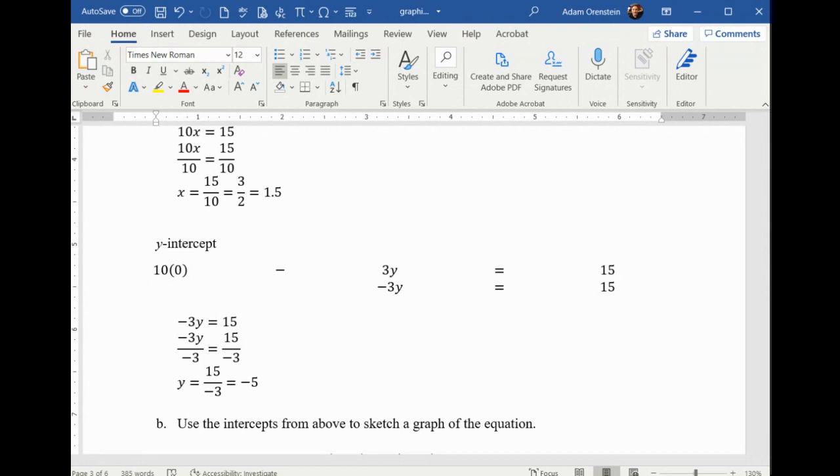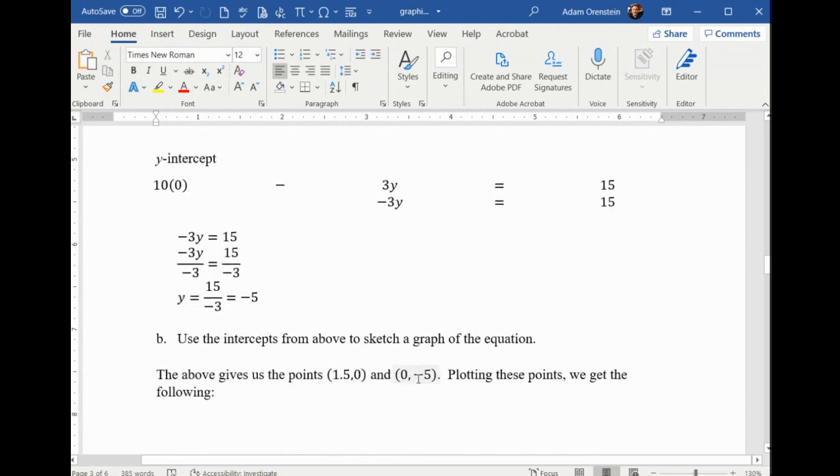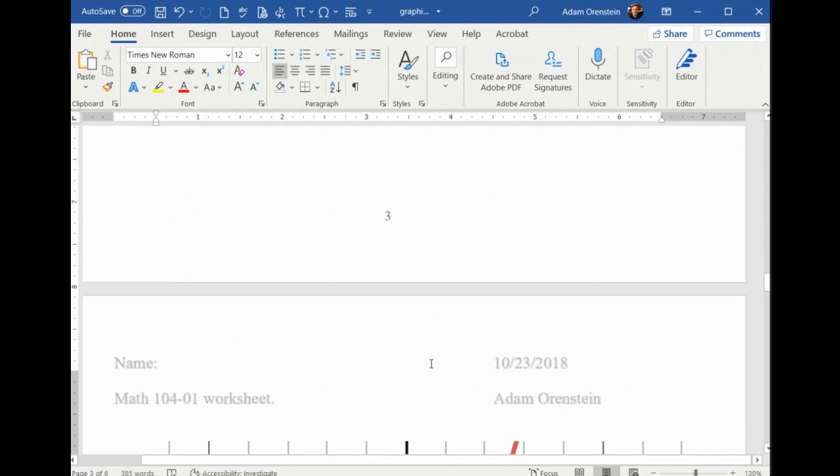Now when x is 0, you're going to have 10 times 0 minus 3 times y equals 15. And that boils down to just minus 3y equals 15. So we have this equation to solve, but this one's actually not that bad. You basically just divide by -3, because you want to get y, and you get -5. Oh, there's the graph. Good.